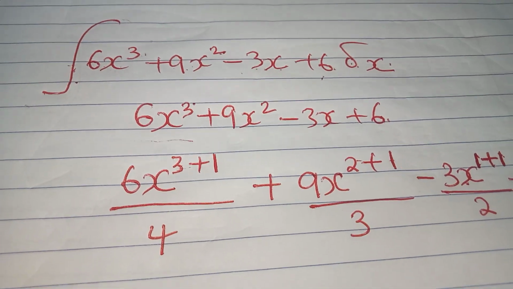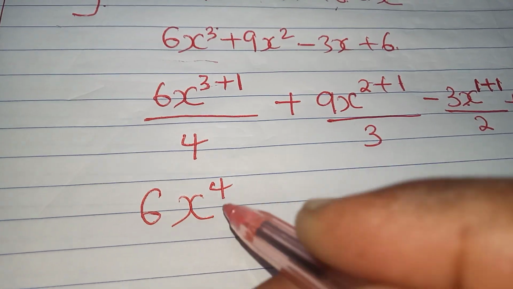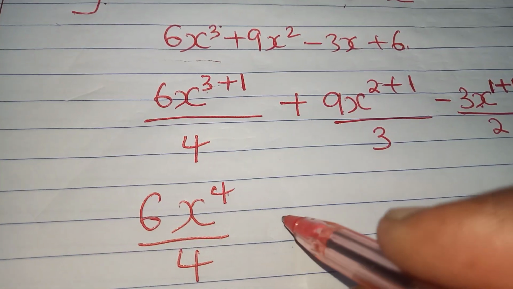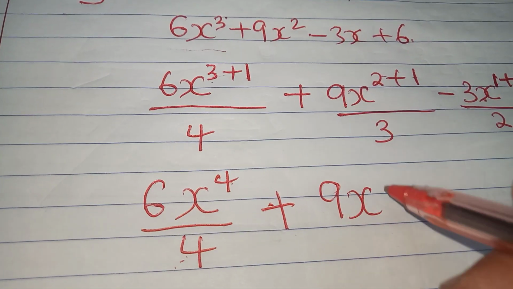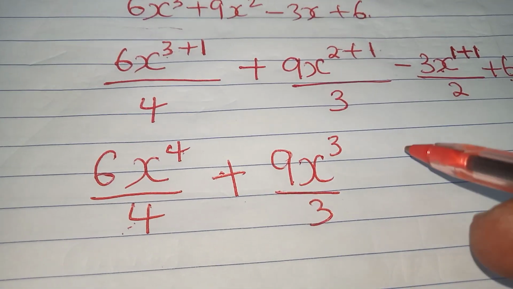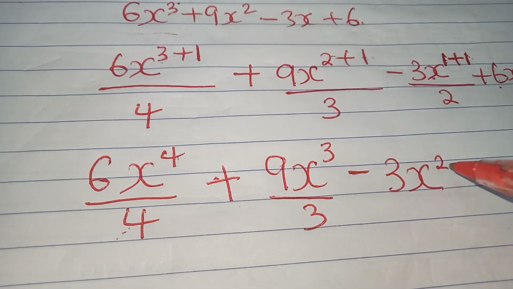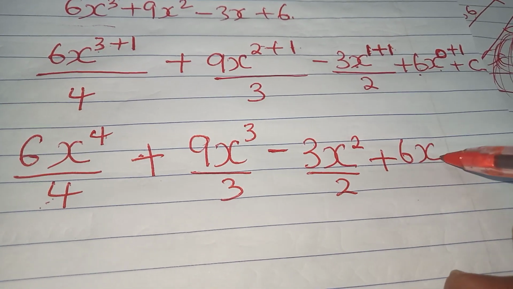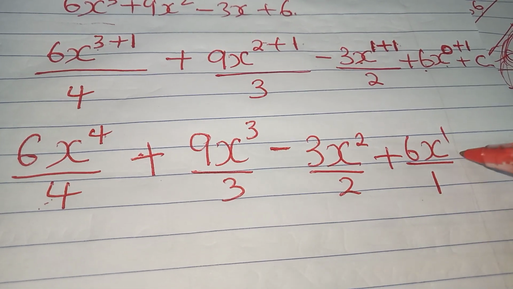So I'll come here and say, just down here, 6x raised to 4 divided by 4. Why 4? That is 3 plus 1. Then divide by 4, the resultant power, plus 9x cubed, that is 2 plus 1. Then divide by 3. Then I say less 3x raised to 2, then divide by 2, plus 6x raised to 0 plus 1, that is x raised to 1. Then divide by 1. Then I say plus a constant c.